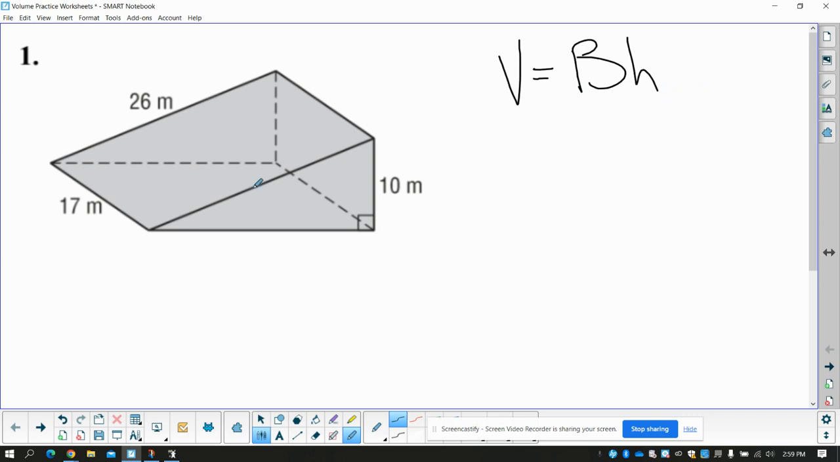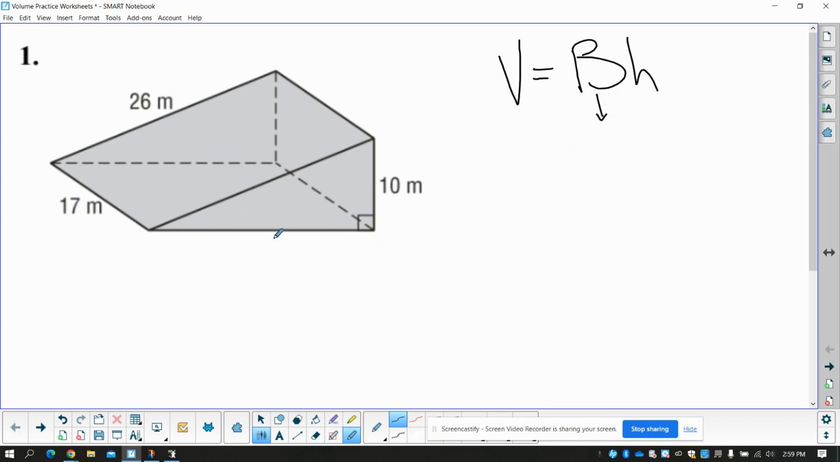In this particular prism, the base would be considered this triangle, okay? It's really important. You have to understand that the base is considered to be this triangle because the sides of the prism need to be rectangles, okay? So the base is this triangle and that triangle. So we need to find the area of that base first.